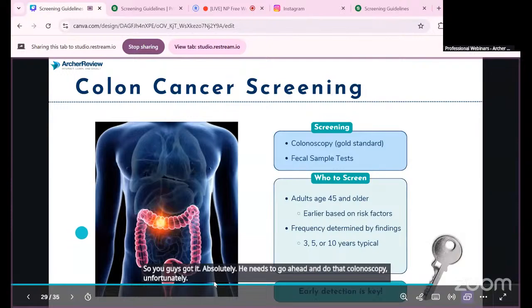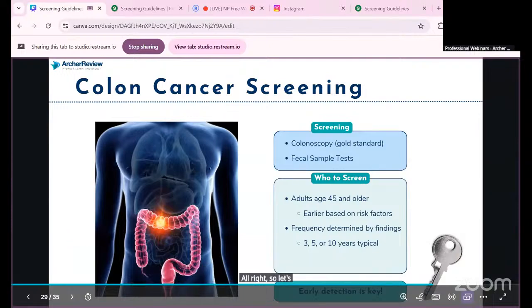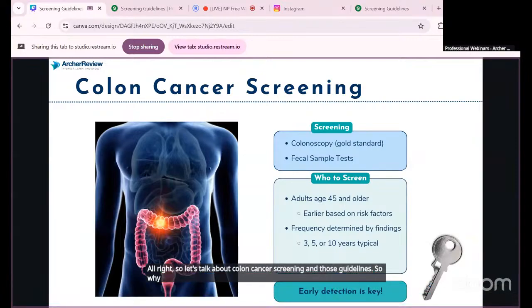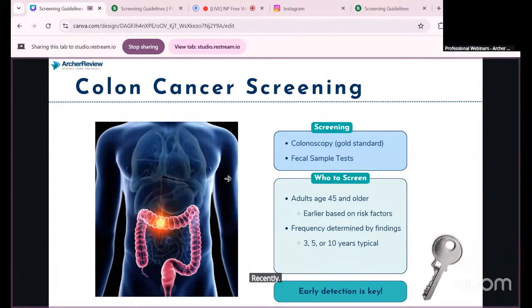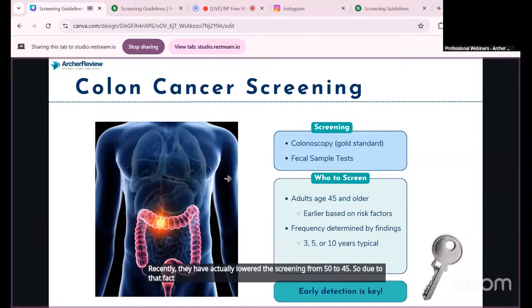All right, so let's talk about colon cancer screening and those guidelines. So, why is this guideline here? We've talked about the first cause of death from cancer-related deaths in the U.S. is lung cancer. Second cause of death in the U.S. from cancer is colon cancer. So, recently, they have actually lowered the screening from 50 to 45. So, due to that fact, these guidelines are going to reflect the importance of screening.